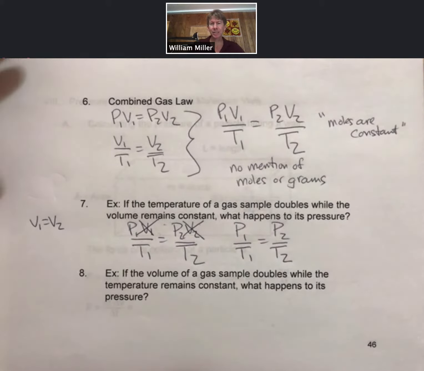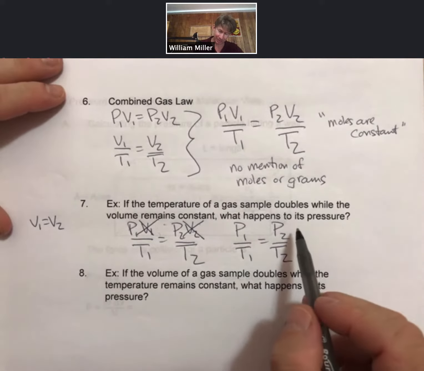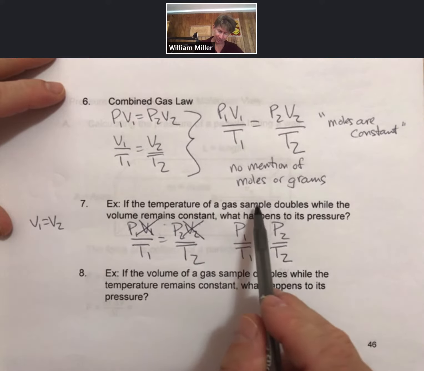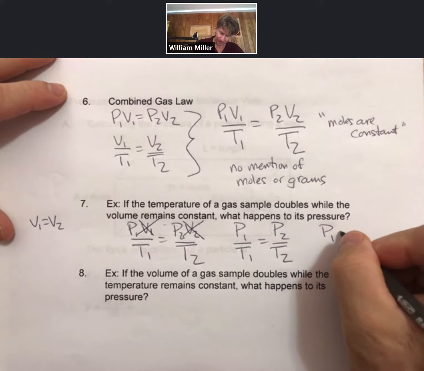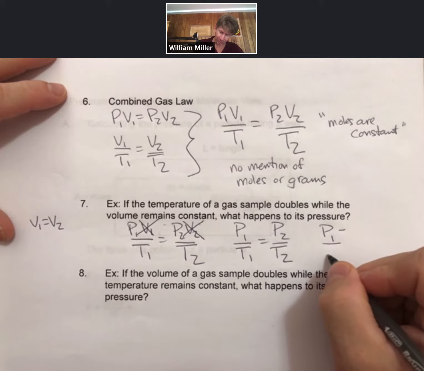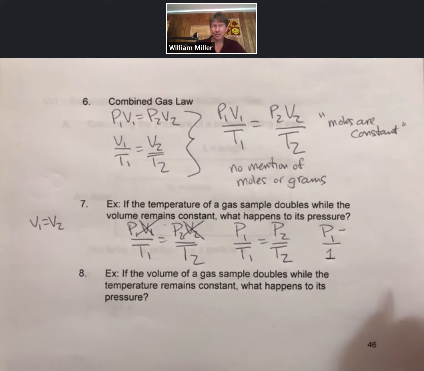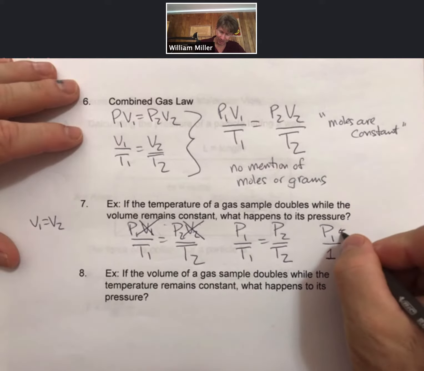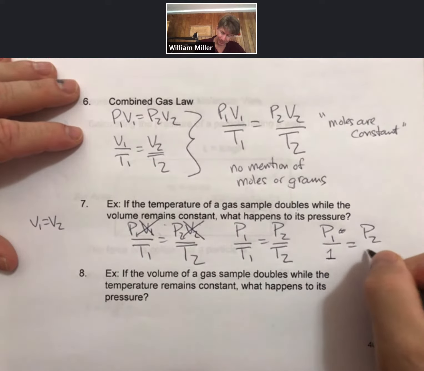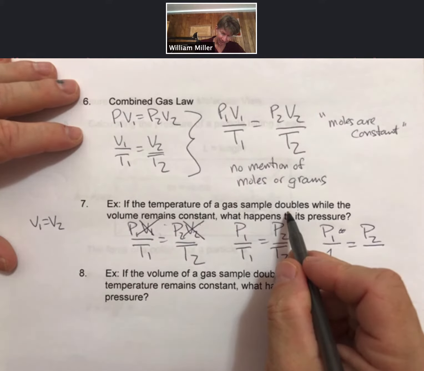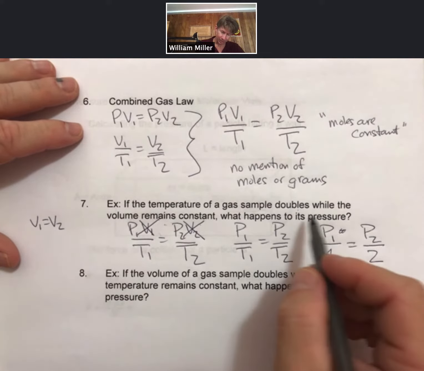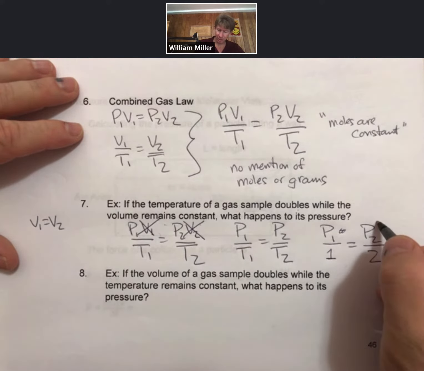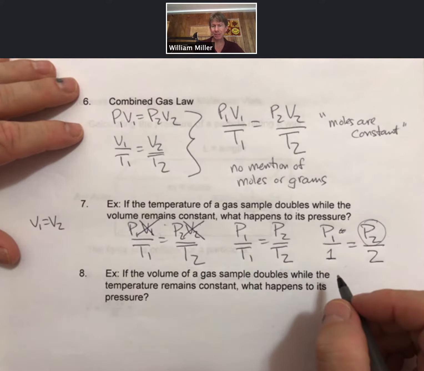And there's lots of ways to deal with this, but one of them is, if the temperature of a gas sample doubles, what I like to do is let's just call T1 1. It technically means 1 Kelvin, but it's an easy number to do math with. And then the temperature doubles, so T2 is 2. What happens to its pressure? So what can we say about P2?